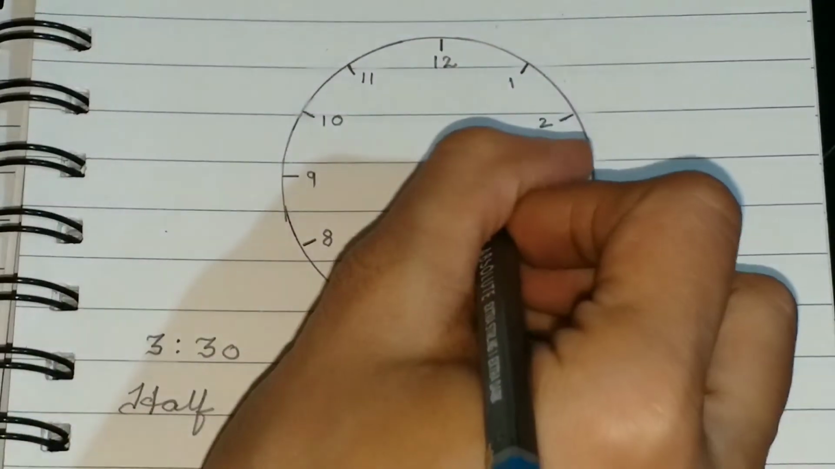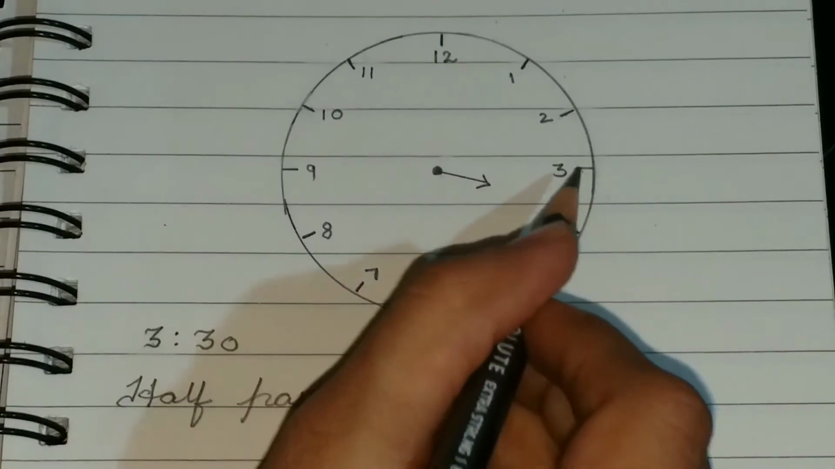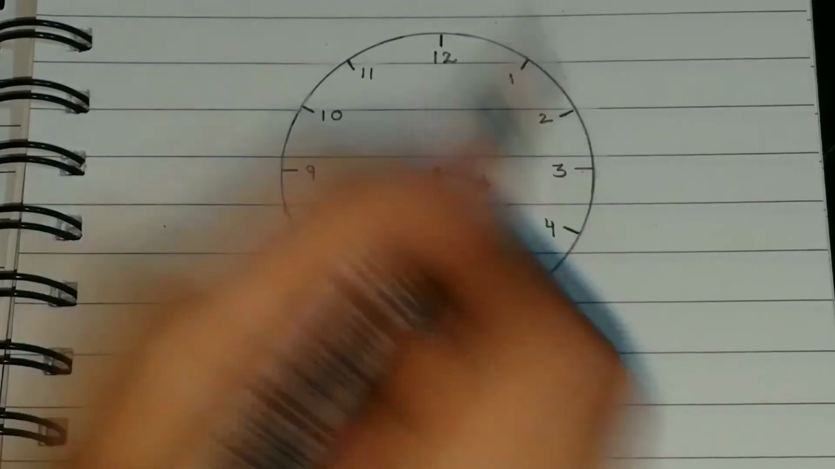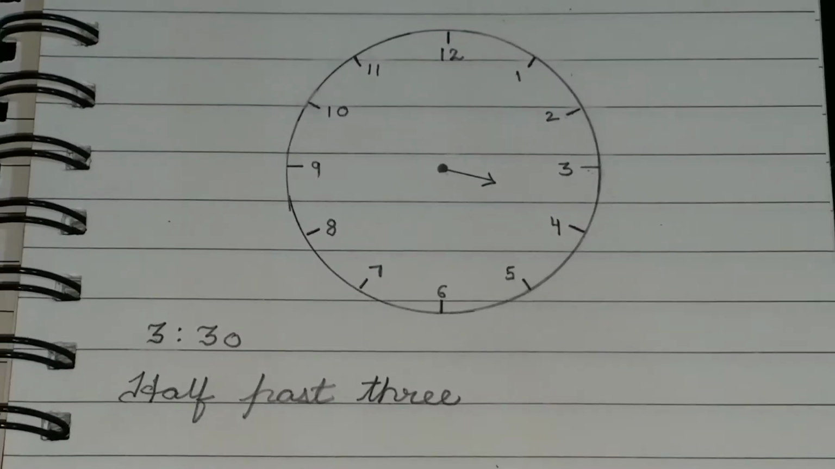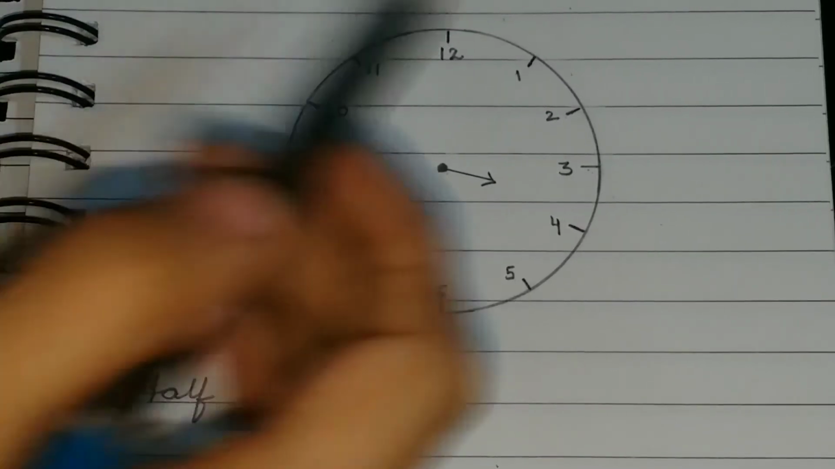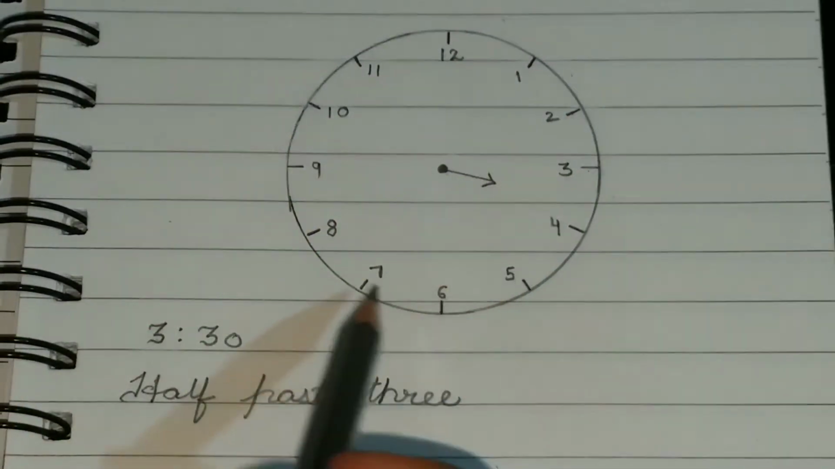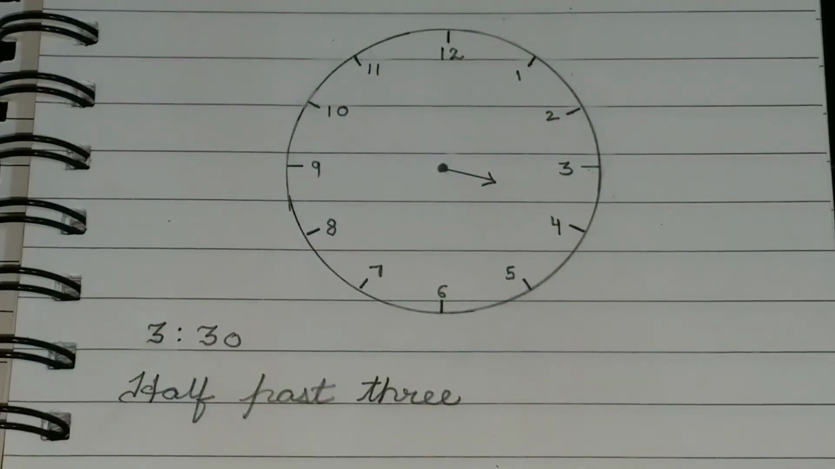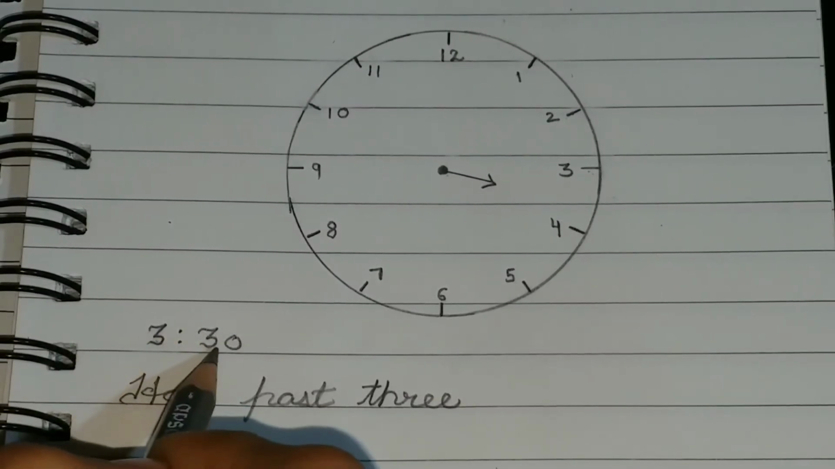In this way, you are going to draw the hour hand, which is going to be in between 3 and 4, like this. Okay? Now children, where will be the minute hand? 30 is not written anywhere on the clock. Can you see anywhere 30 written on the clock? No. So where will be the minute hand? The minute hand should point at 30.